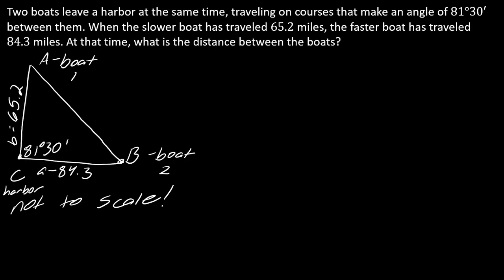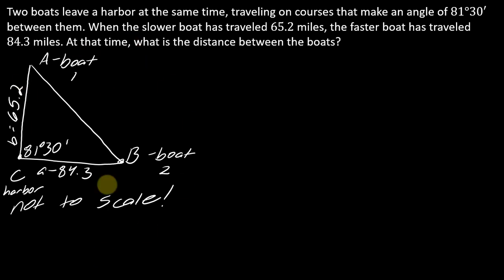All right, so let's look at a couple of applications that are just using the law of cosines. Okay, so I've got two boats leave a harbor at the same time, traveling on courses that make an angle of 81 degrees and 30 minutes between them. When the slower boat has traveled 65.2 miles, the faster boat has traveled 84.3 miles. At that time, what is the distance between the boats?